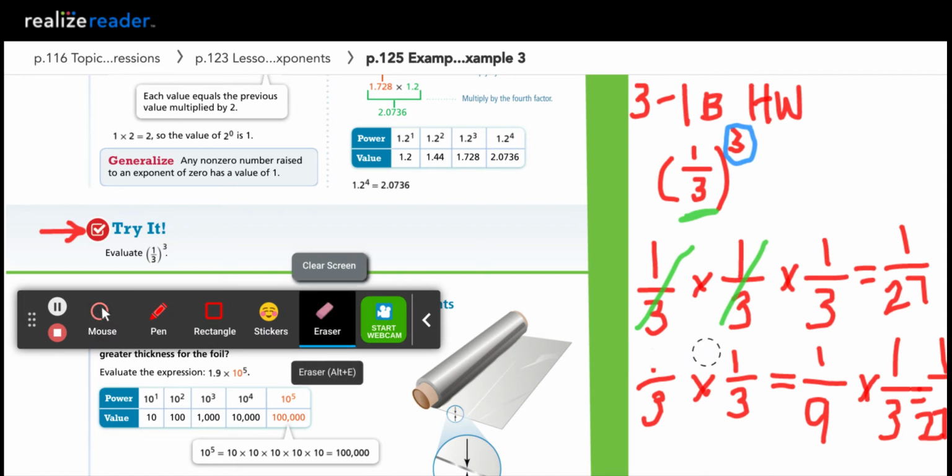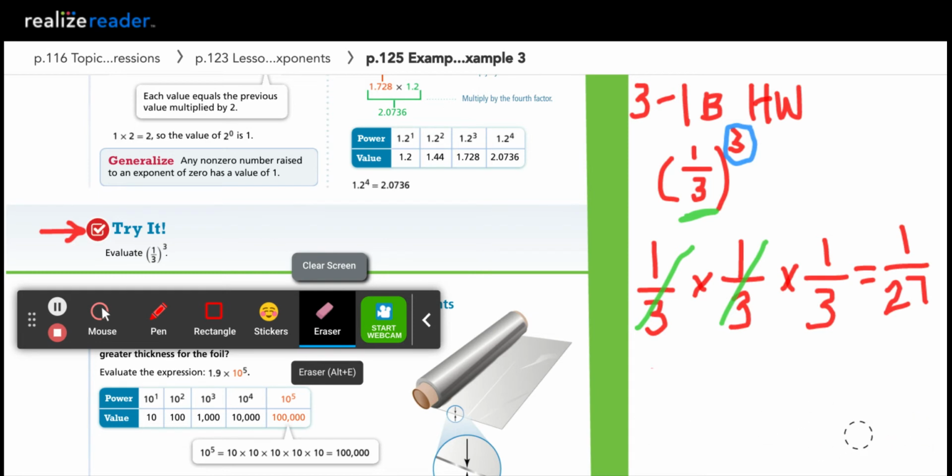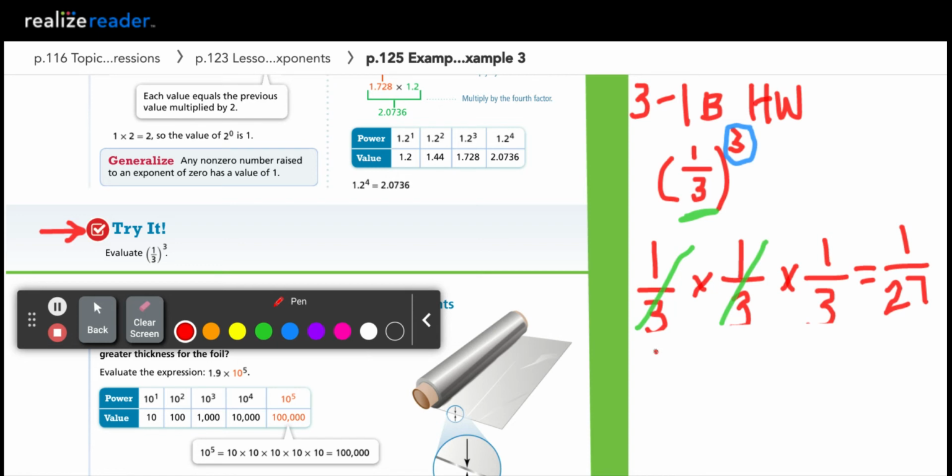Now we have calculators. So let's look at how a calculator would be able to help us to solve this problem. So I'm going to rewrite this. 1/3 times 1/3 times 1/3. So now our base here is 1/3. Can I just put 1/3 into the calculator? Is there any way for us to do that? 1/3, put it in a calculator.